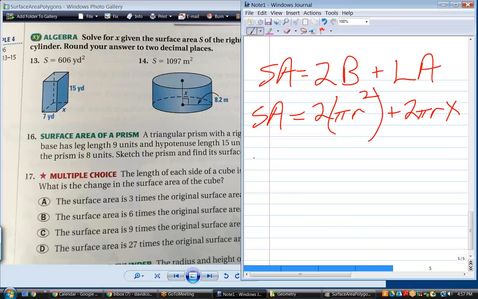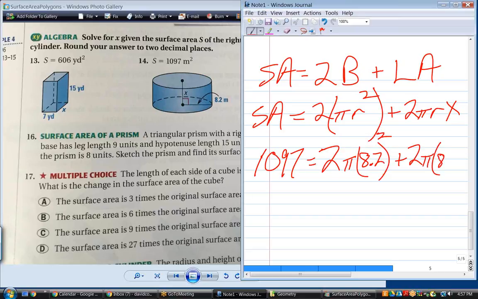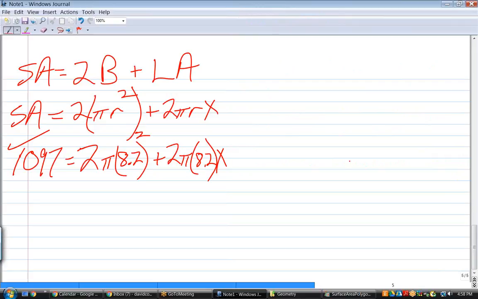Well, they gave us the surface area, so let's plug that in for SA. And they gave us the radius, 2 times pi times 8.2 squared, plus 2 times pi times 8.2, not squared, just 8.2 times x. There is only one variable in that equation. That's x. So you can solve for it. All of these come down to an equation that ends up having one variable in it, and you need to be good at algebra. Let's just make sure that you don't have any problems with the algebra here.